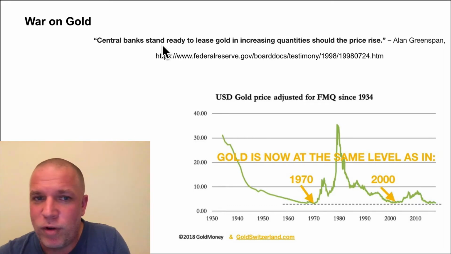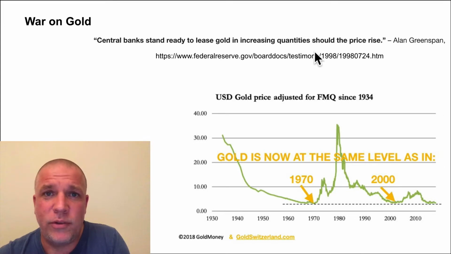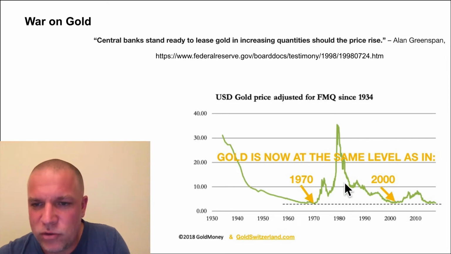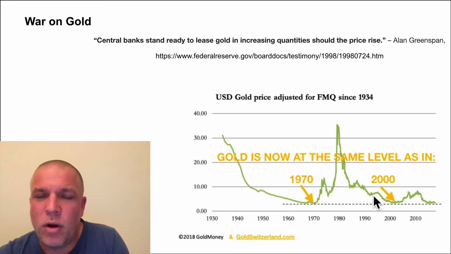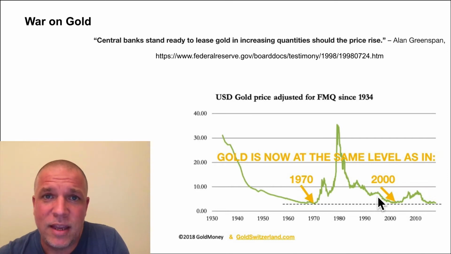And so where does that gold come from? Well, this quote here from Alan Greenspan tells you what's going on. He says here, this is the link if you want to look it up, from 1998, Alan Greenspan said, central banks stand ready to lease gold in increasing quantities should the price rise. And this is him saying this in 1998. This was during this spike here where it looked quite shaky, and actually, sorry, 1998, it was around here. But their fear was that they would lose control of the system, and this is their backup plan. This is how they control the price downwards.